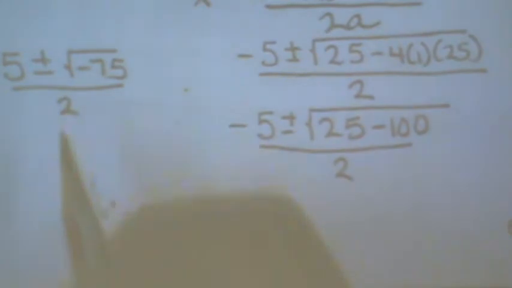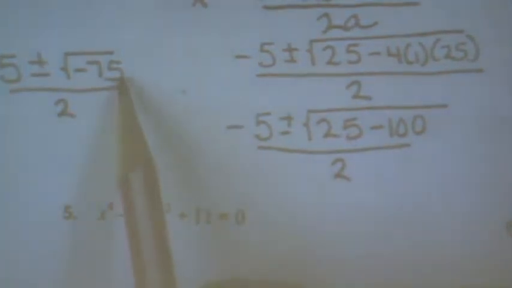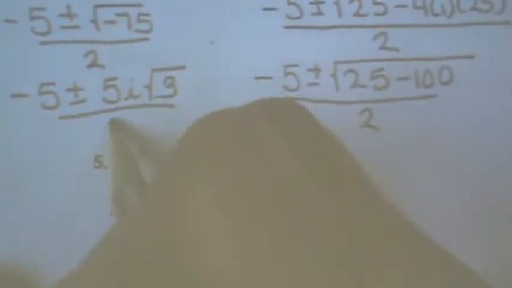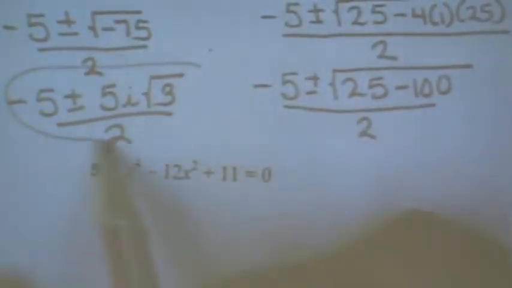So coming over here, you have negative 5 plus or minus root negative 75 over 2. And this is going to be negative 5 plus or minus 5i root 3 over 2. And there's nothing to cancel out. So there's 3 answers, 5 and then these 2.